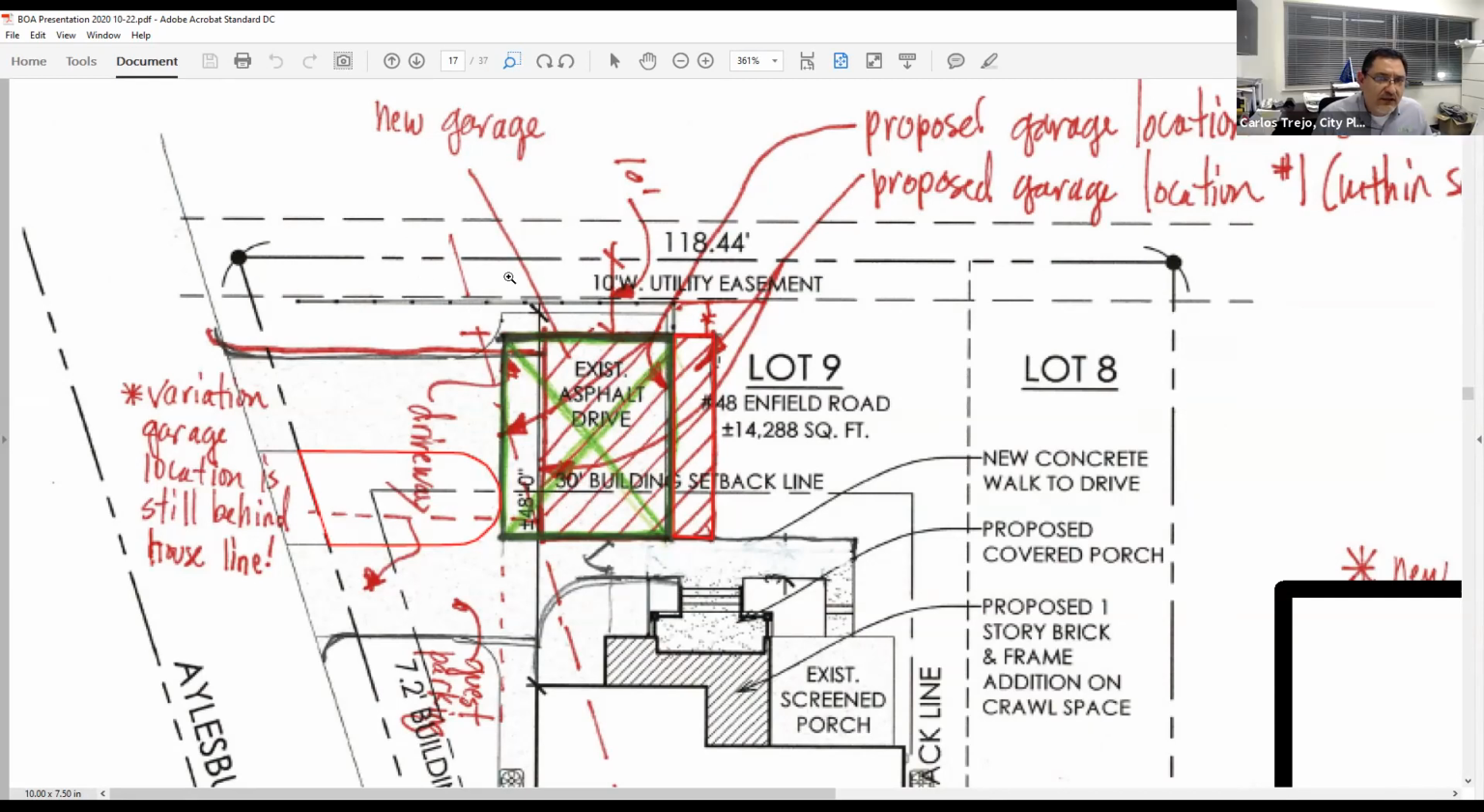Just to clarify, the 10-foot utility easement, based on the survey information provided, is split between your property and the neighbor's property, correct? Correct. So it's 5 feet up to the dashed line. And where your cursor is going, there is an existing fence, which I believe is the client's, but I'm not sure who erected that, but it's an existing fence.